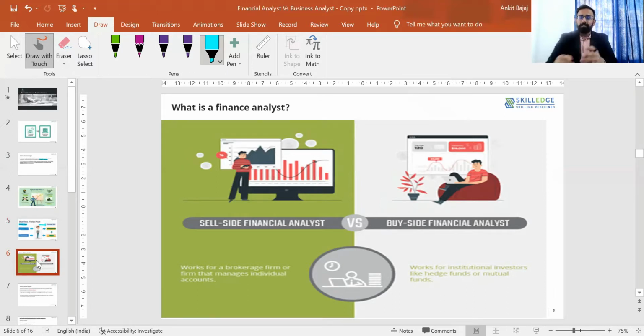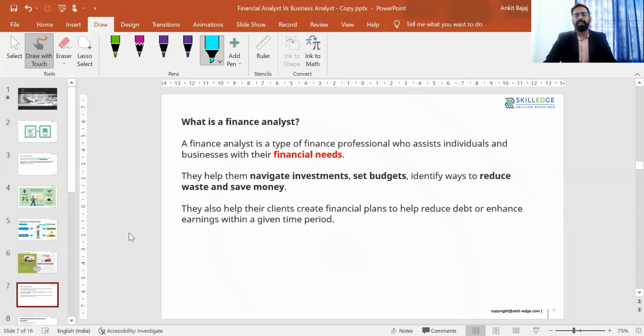So they are having their specific set of work, right? Now we will be discussing what finance analysts actually do here. A finance analyst is a type of finance professional who assists individuals and businesses with their financial needs, right?